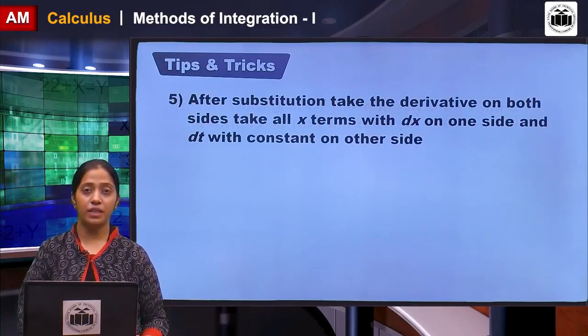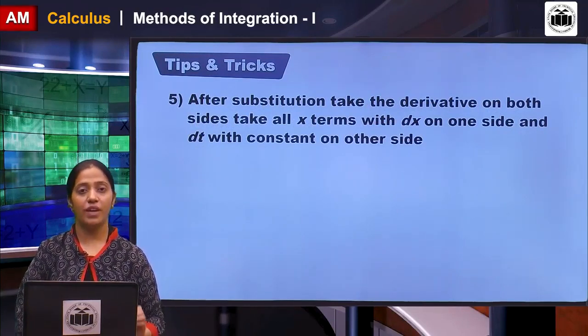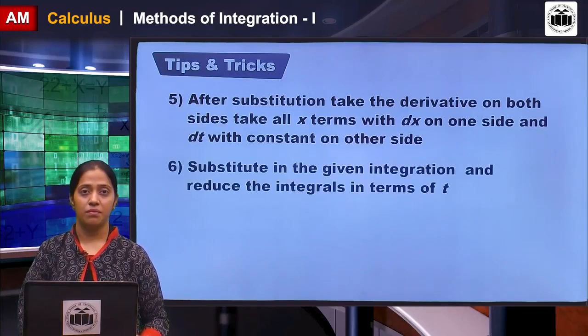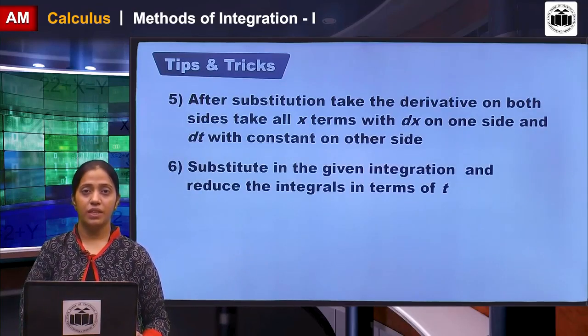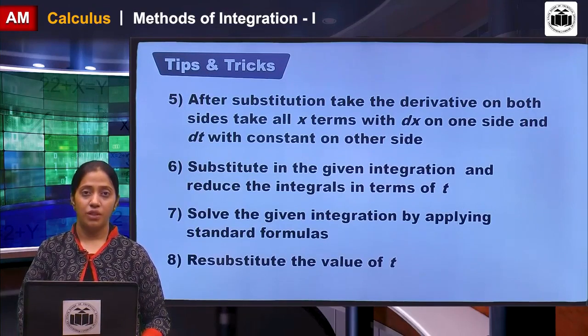After substituting, take the derivatives on both the sides. Take all the x terms with dx on one side and dt with constant on the other side. You have to find out the value of dt in terms of x and dx. Then substitute into the given integration and reduce the integral in terms of t. Solve the given integration by applying standard formulas. Point 8 is resubstitute the value of t.